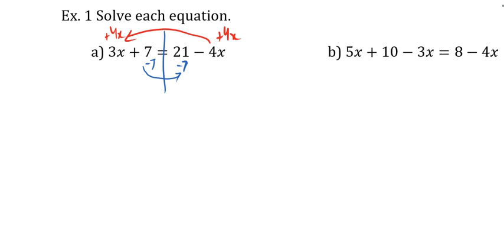So again, I'm going to write out a little bit of extra stuff here. This is going to end up looking like 3x plus 4x, 7 minus 7 is gone, equals 21, and these guys are gone, and minus 7. Good? 3x plus 4x? How do you do this? Yes, 7x, that's right. But some people might be like, well, how is that?